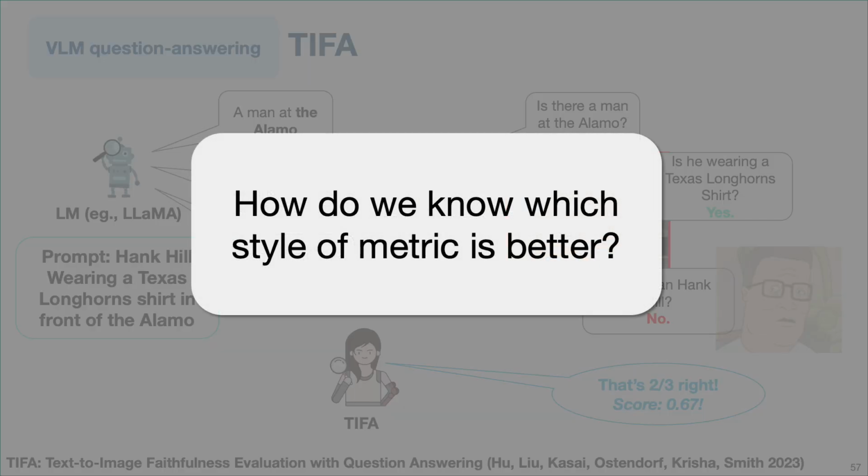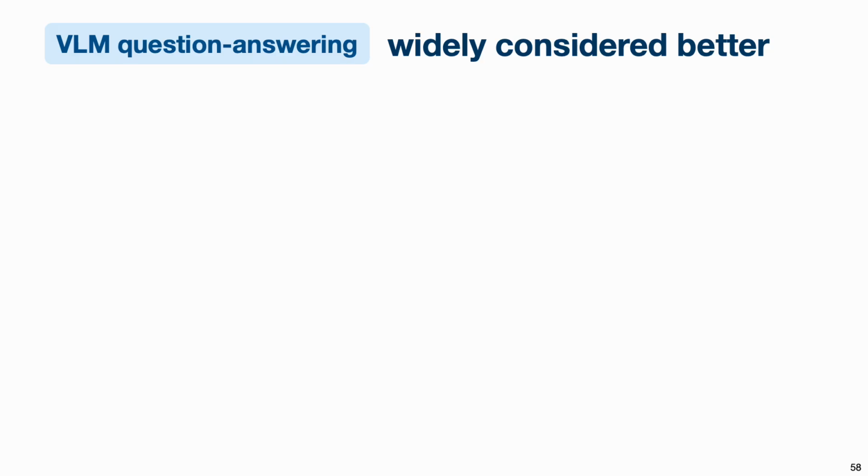So, how do we know whether the VLM question answering metrics or the embedding correlation metrics are actually better? Well, the conventional wisdom is that these VLM question answering metrics are better, not just because they provide an interpretable score, but also because they were found to better correlate with human judgments. But here's how those human judgments were actually assessed.